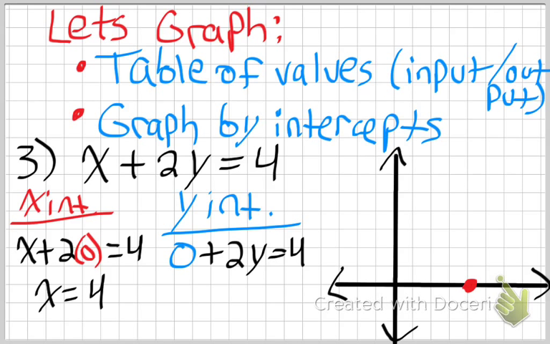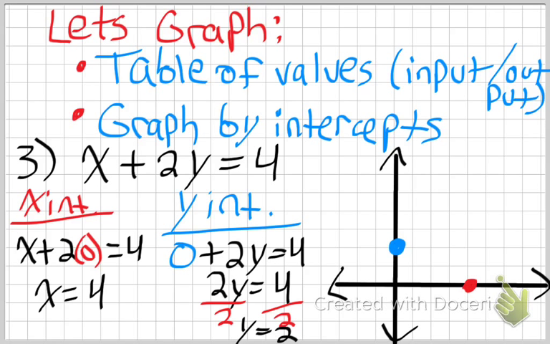So now solve for y. If we do that, we'll have 2y equals 4 because the x is gone. Now we'll divide both sides by 2. And we find out that we have y equals 2. So we're left with y equals 2. That tells us the y-intercept is 2. So go up 2. So there's our y-intercept right there.